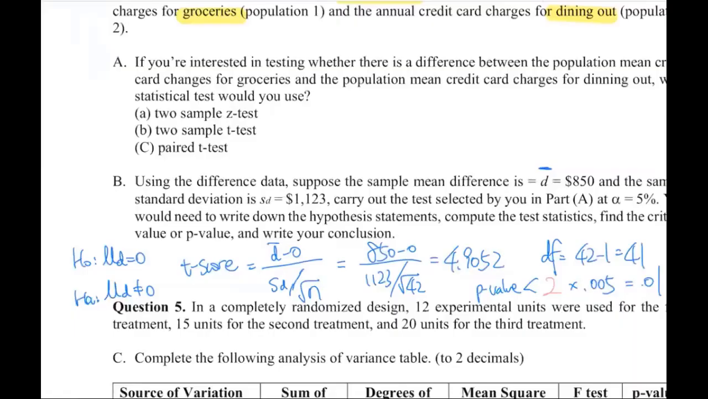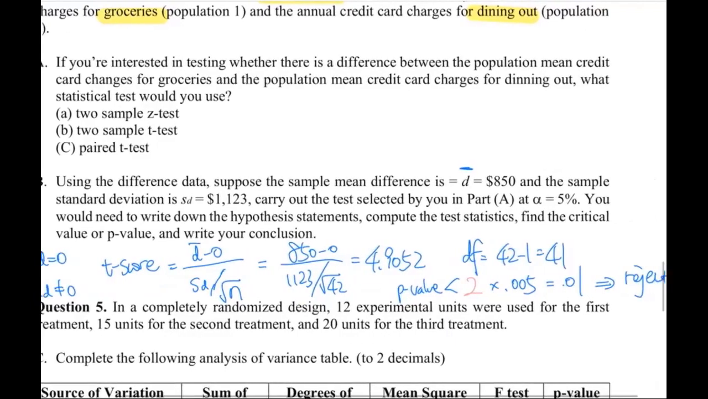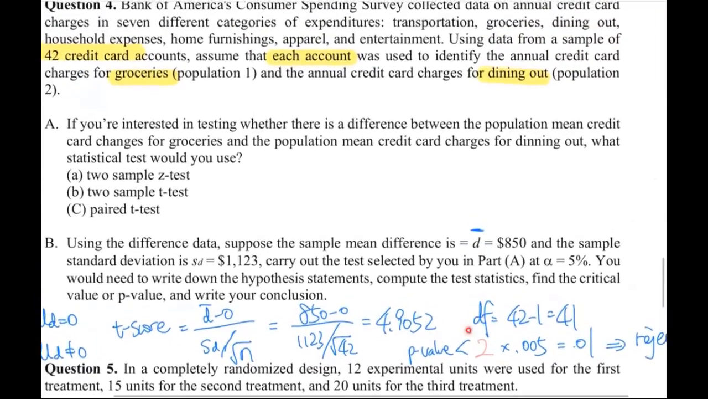Okay, and I did the calculation. Just plug all the numbers in, which is 4.9052. I try to carry as many decimals as possible. I mean, maybe not as many as possible, but at least 4 decimals. So that's 4.9052. Okay, and I will find the degrees of freedom. This is nothing but the sample size minus 1, 42 minus 1, that's 41. So this part is straightforward.